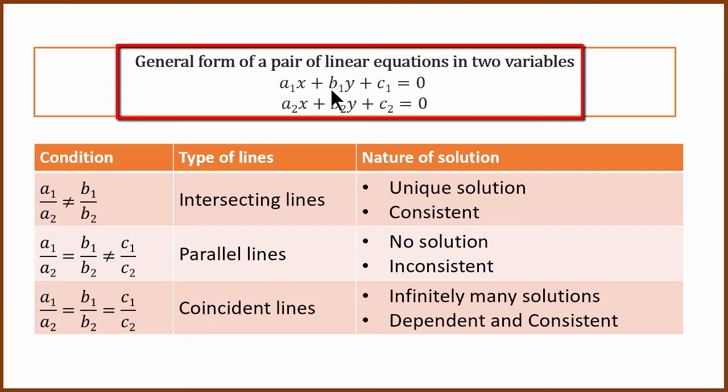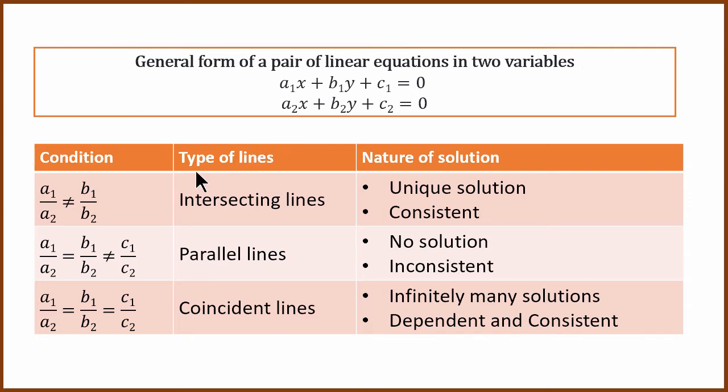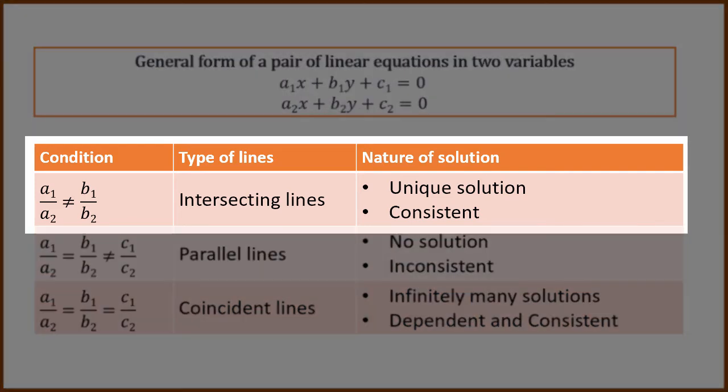At least one of them has to be non-zero. So at least a1 or b1, one of them has to be non-zero. If both of them are 0, then it's not a linear equation. So that's the constraint. Now, you also know that a linear equation in x and y represents a line. So you can draw a line in a graph representing this equation. Let's look at what kind of lines these equations will look like.